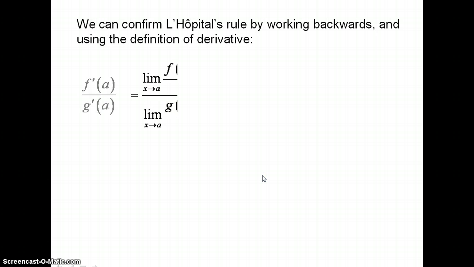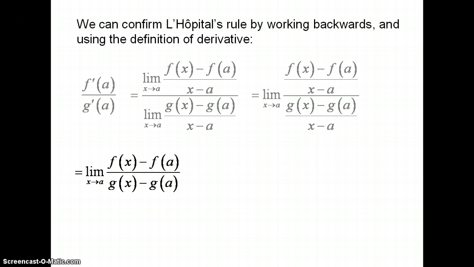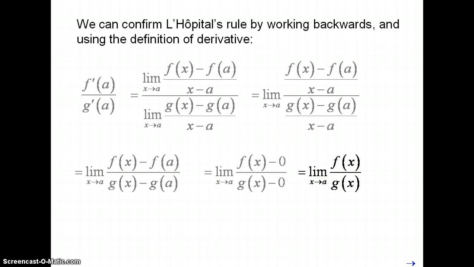So we can prove L'Hopital's rule kind of backwards. If you look at the derivative of f at a divided by the derivative of g at a, we can use the definition of the derivative, and working backwards, the quotient of the limits is equal to the limit of the quotient, okay? And then we can cancel the x minus a's in the denominator. We can then let x equal a, and we get the limit as x approaches a of f of x over g of x.